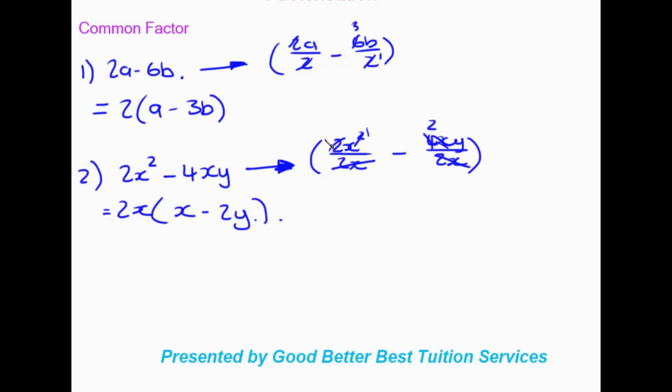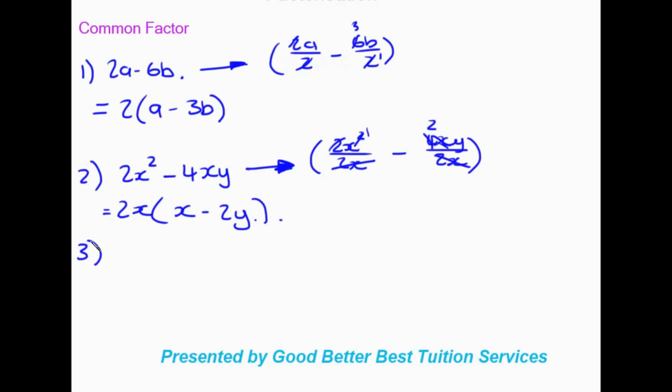So that's all we're doing. We're dividing 2x squared divided by 2x leaves us with just x. 4xy divided by 2x. The 4 divided by 2 gives us 2. x divided by x gets rid of that x, and then we're left with that y, leaving us with 2y. Cool? Moving on now.